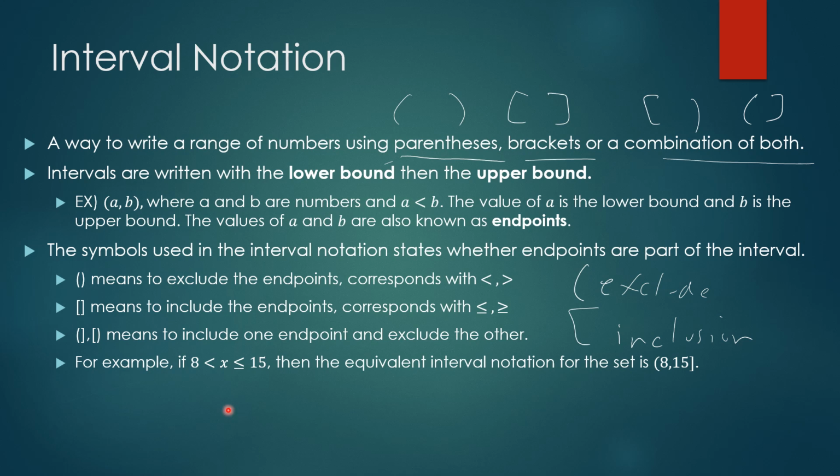If we, for example, had the inequality of 8 less than x less than or equal to 15, this would correspond to the interval parenthesis 8, 15 bracket, where the parenthesis says it's open or excluded. We'd exclude 8, but we're going to include 15. So we can get a number really close to 8, but 8 will not be part of our solution, but we can include 15.